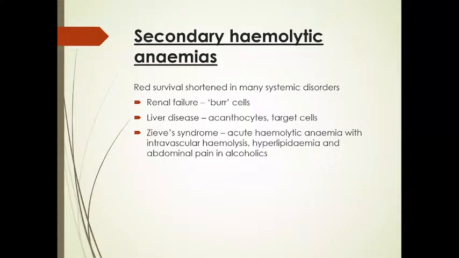We do have Zieve syndrome as one of the causes of a non-megaloblastic macrocytic anemia. But in this case, we get an acute hemolytic anemia with intravascular hemolysis and hyperlipidemia with abdominal pain in patients who are alcoholics, or have an alcohol dependency. I'm not sure what the PC term is right now, but we do get that in those situations.